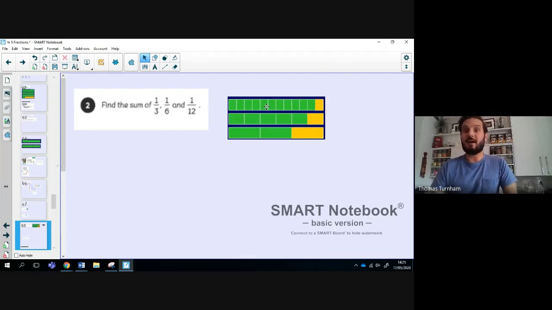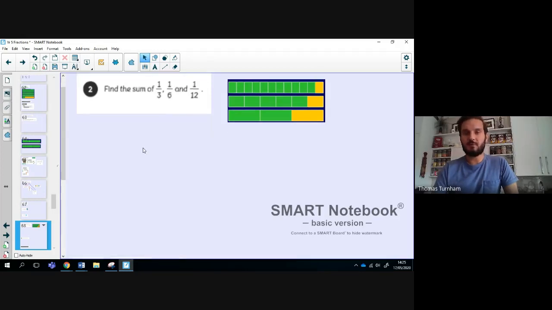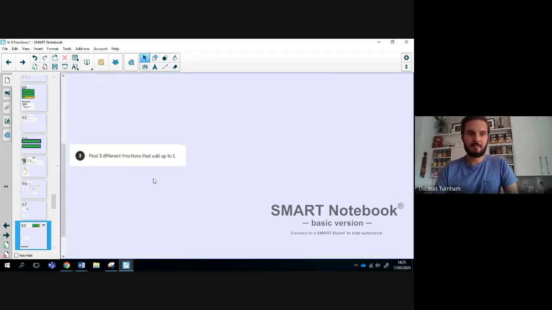Sometimes you'll find that drawing it out makes it a lot simpler, although we could have written this as a calculation too. 3 times 4 is 12. 1 times 4 is 4. So this fraction here becomes 4 12ths. 6 times 2 is 12. 1 times 2 is 2. So this fraction here becomes 2 12ths. However you worked it out doesn't matter.